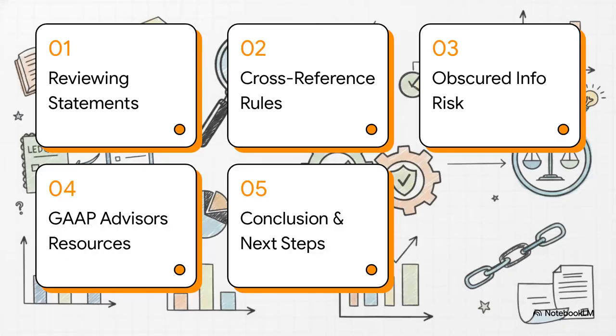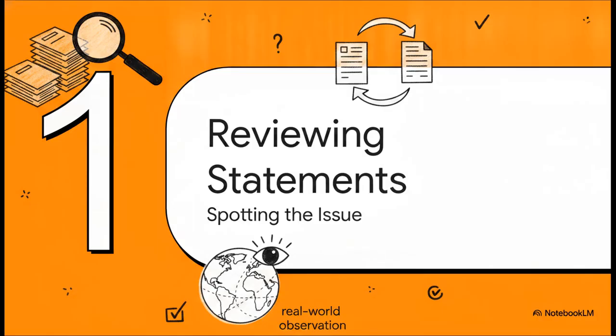All right, so here's our roadmap for today's explainer. First, reviewing the financial statements. Second, the rules of cross-referencing. Third, the risk of obscured information. Fourth, resources from GAAP advisors. And finally, conclusion and next steps. Let's jump right in.